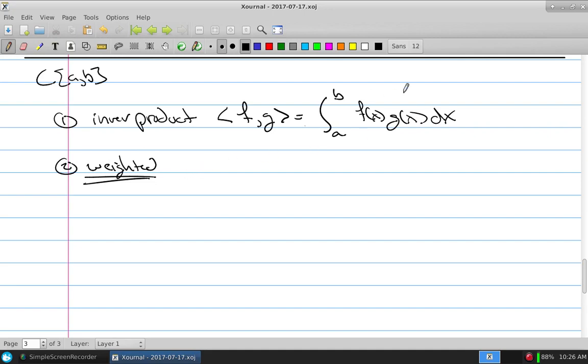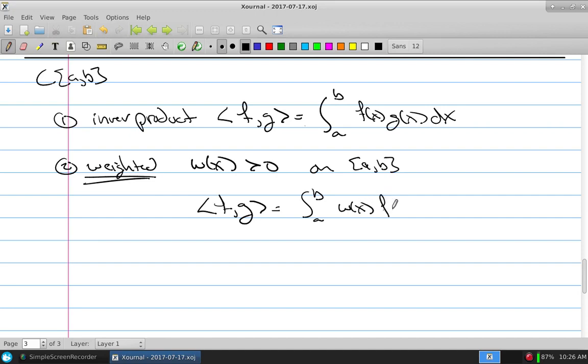If this is using an infinite number of heights between A and B, I need to have an infinite number. But what's the easiest way to represent that? A function. But it has to be what? A strictly positive function on AB. And then we would just simply say the inner product is now the integral from A to B of w of x, f of x, g of x, dx.